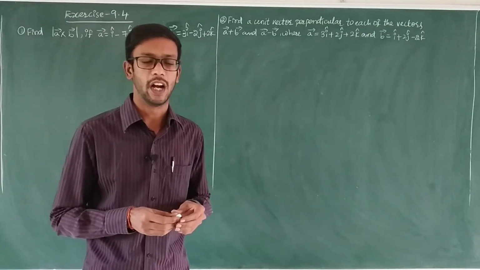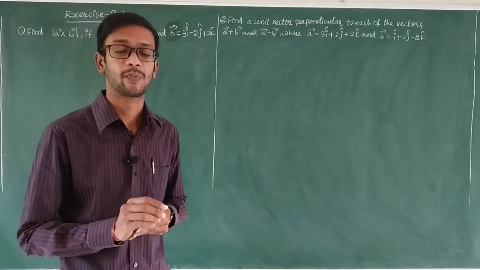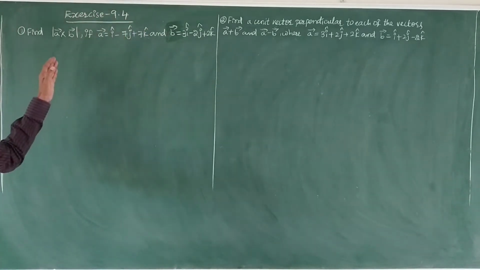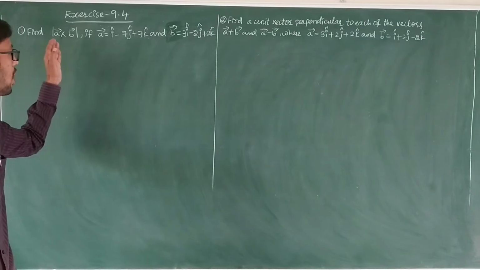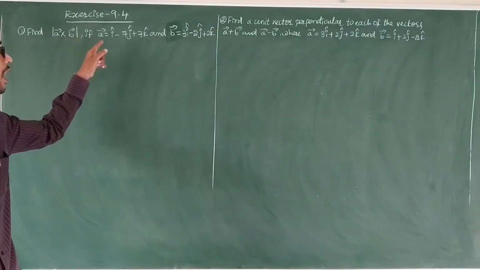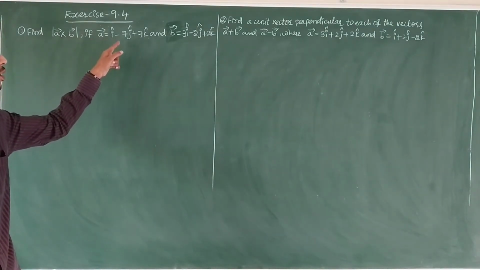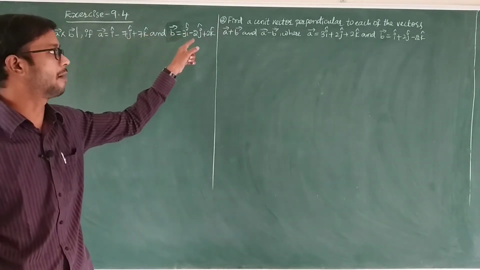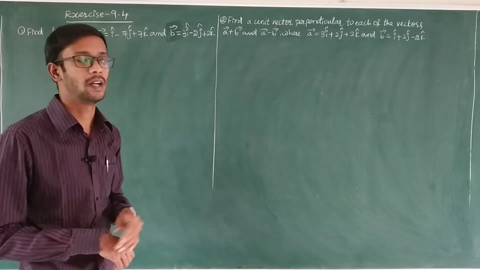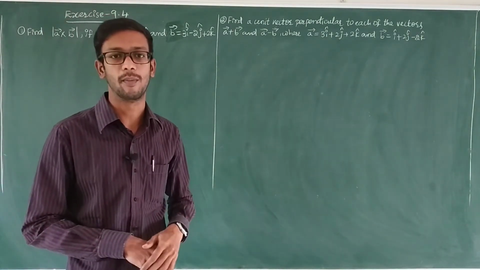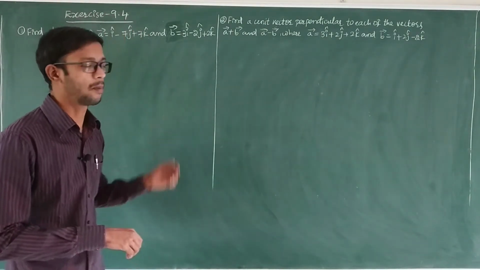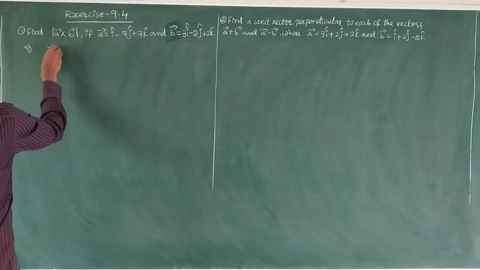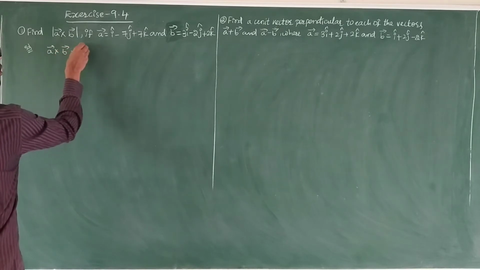Next, we continue with the exercise problems. Exercise 9.4, problem number 1. Find the magnitude of A bar cross B bar if A bar equals I cap minus 7 J cap plus 7 K cap and B bar equals 3 I cap minus 2 J cap plus 2 K cap. We already discussed example problem number 22, so we'll see similar problems here. Solution: A bar cross B bar we have to find first.